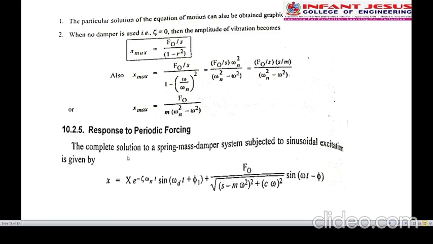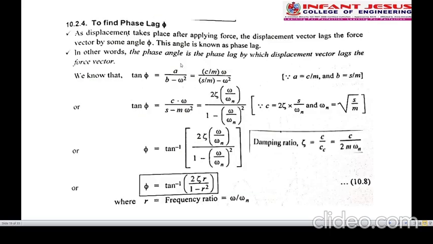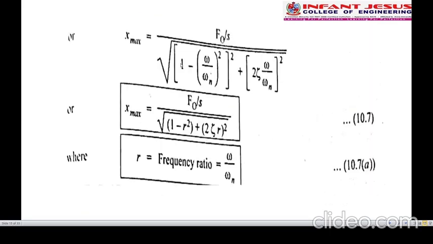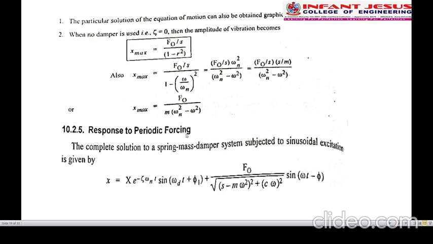In the x max formula, that is the maximum displacement formula, if the damping coefficient zeta is 0, then this part will be completely 0. So we can write x max as f naught by s, divided by 1 minus r square. That is the formula we get here.